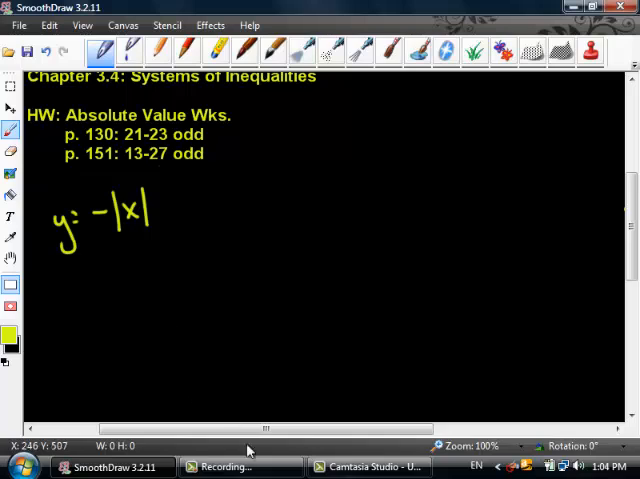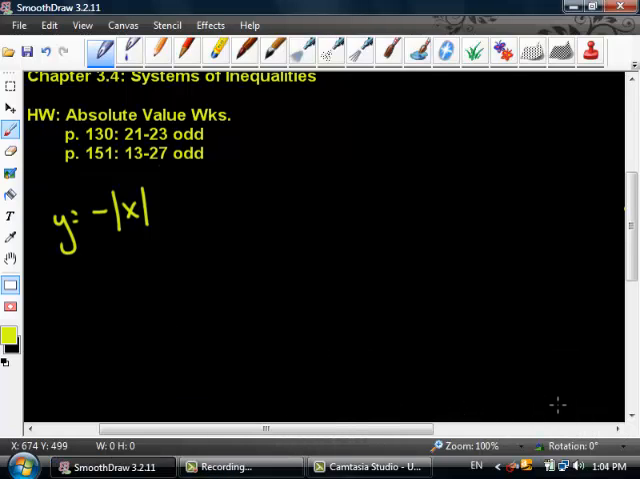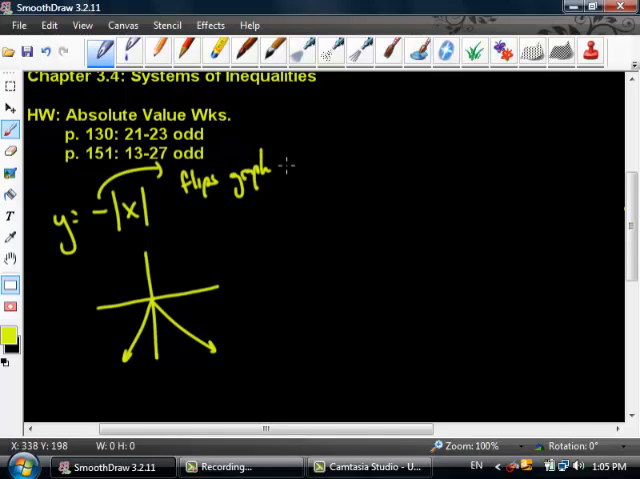Take a couple seconds and talk amongst your groups and see if you can figure it out. Who can raise their hand and tell us what happens to this graph? Max. Okay, upside down. So the negative flips the graph upside down.